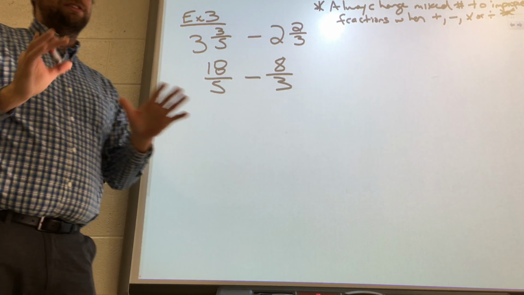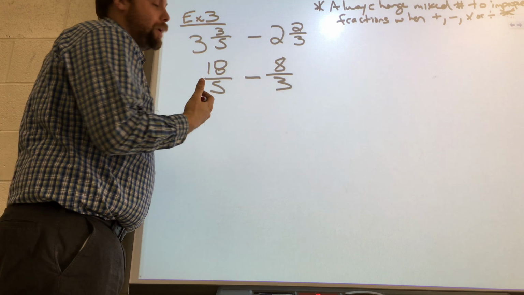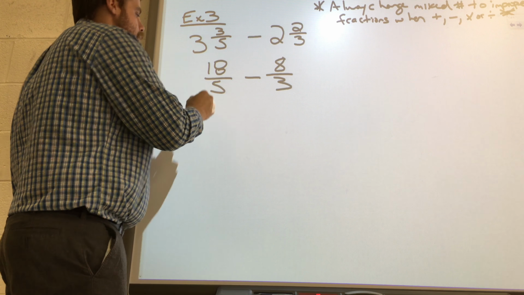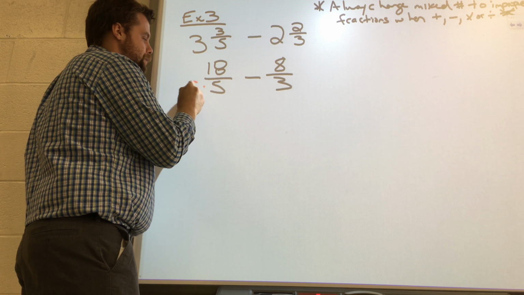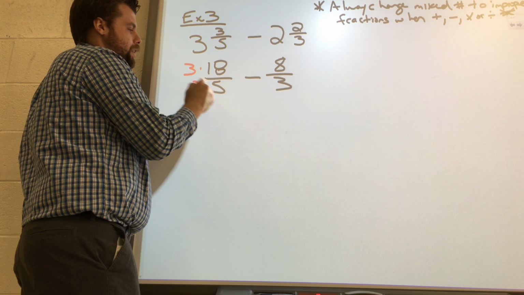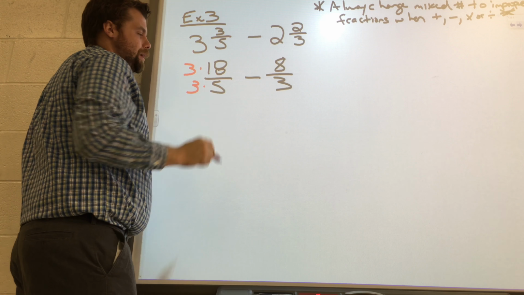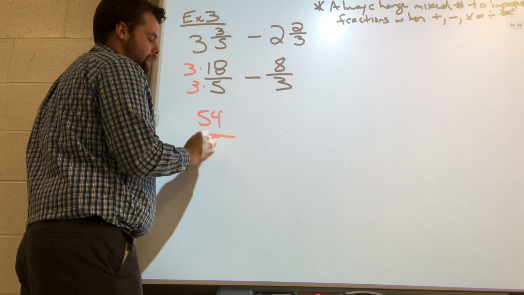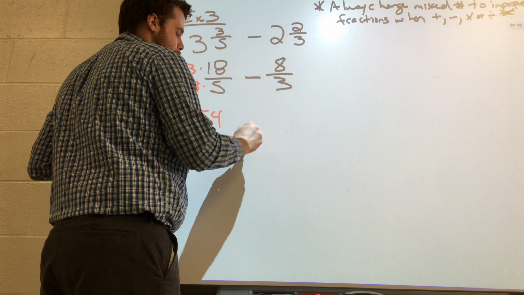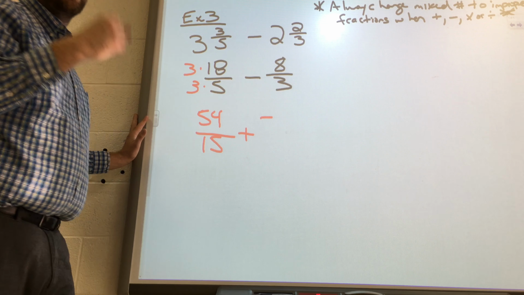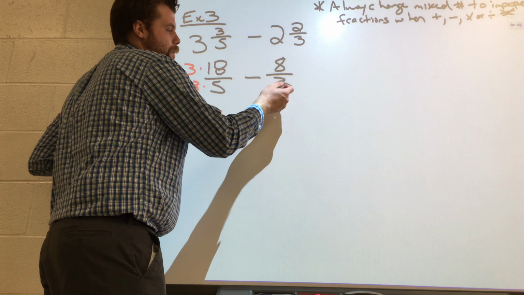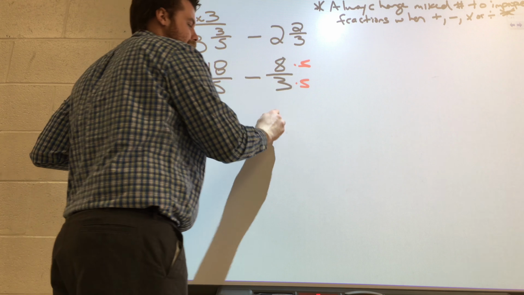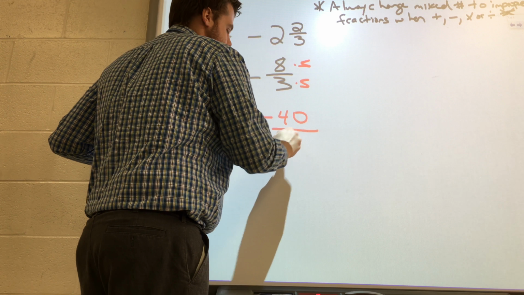Now I can go with the subtraction, but I have to make sure the denominators are the same. The least common multiple, or the least common denominator in this case, would be 15. So 5 times 3, 18 times 3 over here. 3 times 18 is 54. 3 times 5 is 15. Plus a minus, right? That's subtraction, so I'm adding a negative. Over here, multiply 3 by 5 to get 15, so you have to multiply 8 by 5. 8 times 5 is 40. 3 times 5 is 15.